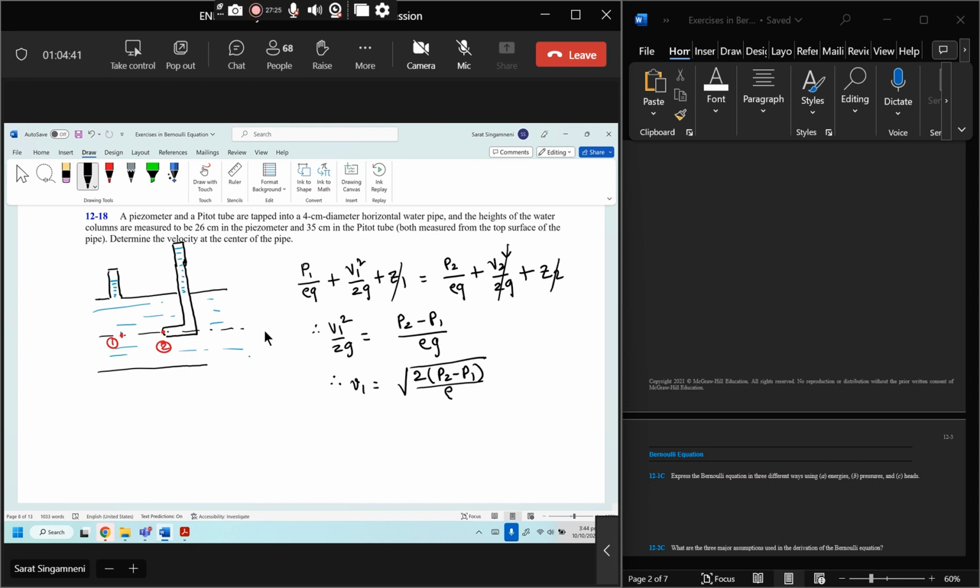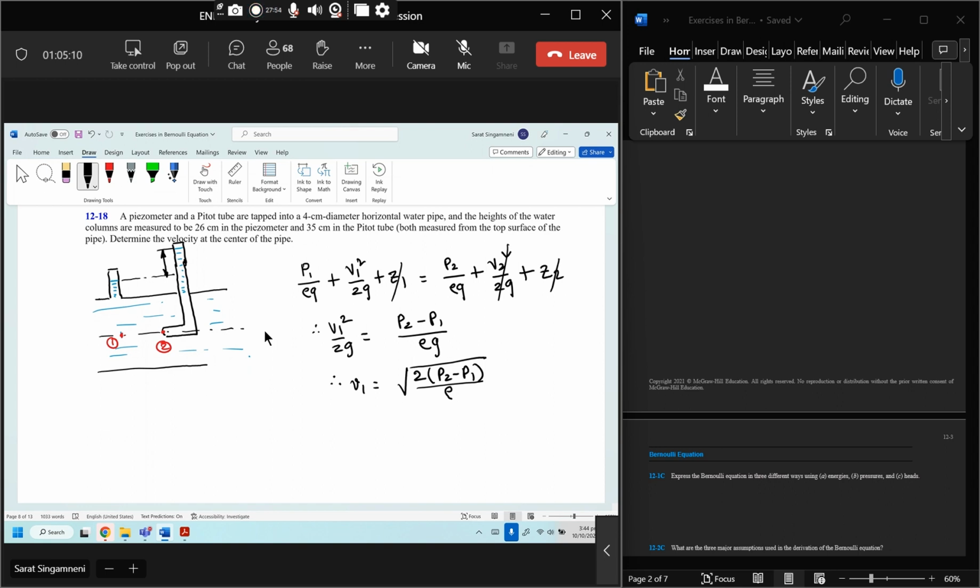And what is the data that we are given with? P2 minus P1 is equal to the difference in the height of the two columns here. And that is the static pressure. And that whole thing is the stagnation pressure. P2 minus P1 is the pressure equivalent to that length of the liquid column.